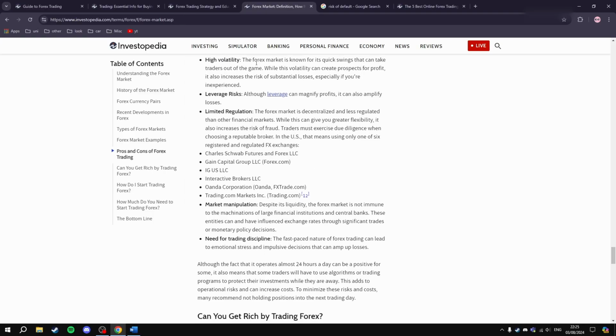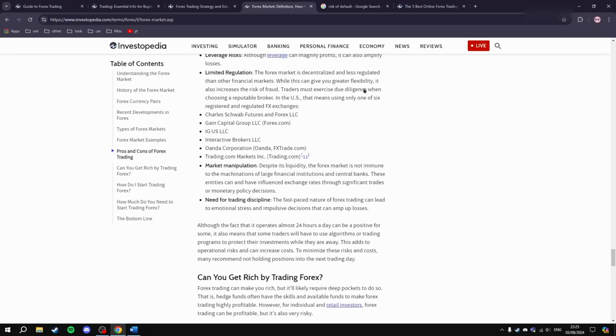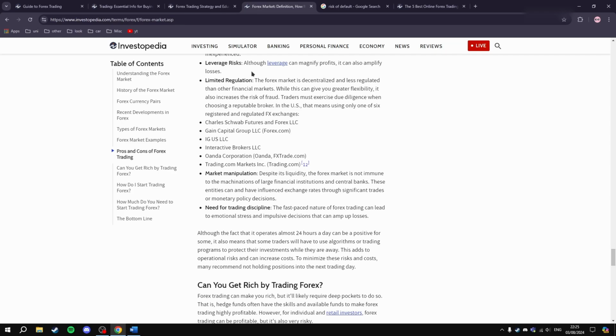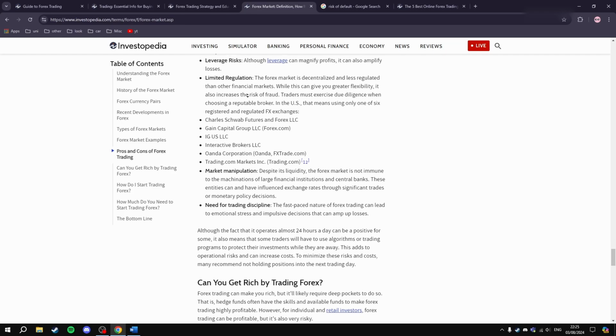High volatility. The Forex market is known for its quick swings that can take traders out of the game. Whilst this volatility can create prospects for profit, it also increases the risk for substantial losses, especially if you're inexperienced. Leverage risks. Although leverage can magnify profits, it can also magnify losses.